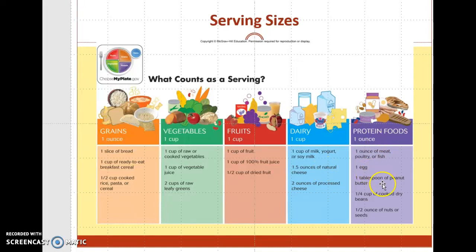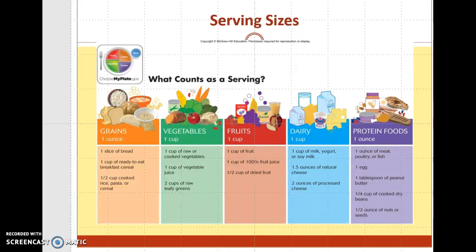Protein is the more complicated one. We look at this in another chapter, but you just notice you have different options. You don't have to just eat meat products. If you're not going to eat meat, instead of that 1 ounce, you could have 1 egg. There's the same amount of protein in 1 egg as in 1 ounce of meat, or 1 tablespoon of peanut butter, or a quarter cup of cooked dry beans, or a half ounce of nuts. So these are substitutions you could make for that 1 ounce of meat and would give you the same amount of protein. Those are some examples of serving sizes.